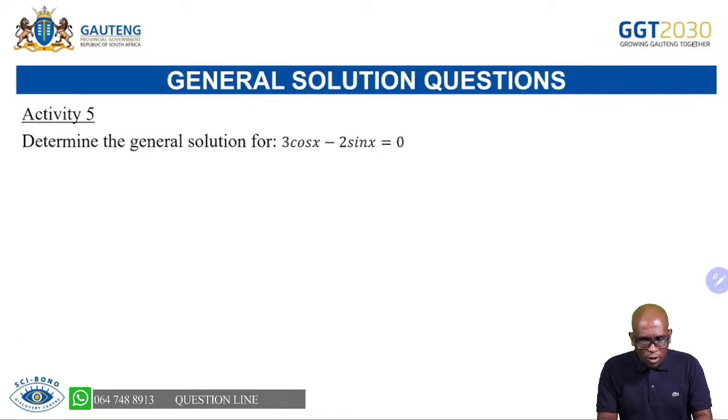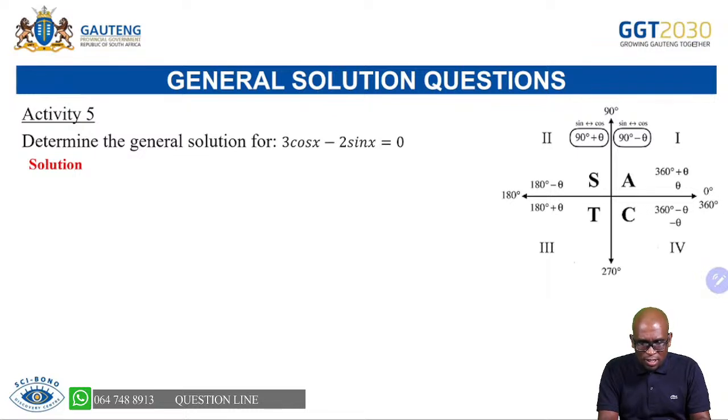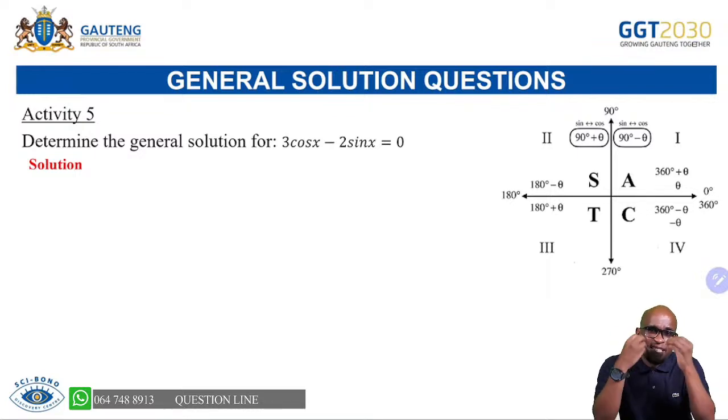Right, let's move on. Now, this was supposed to be your activity, but I am quickly going to take you through it. First things first, with our solution set, we look at the CAST diagram. If you look at this problem, you can see that we have a cosine and a sine, and the angles are the same.